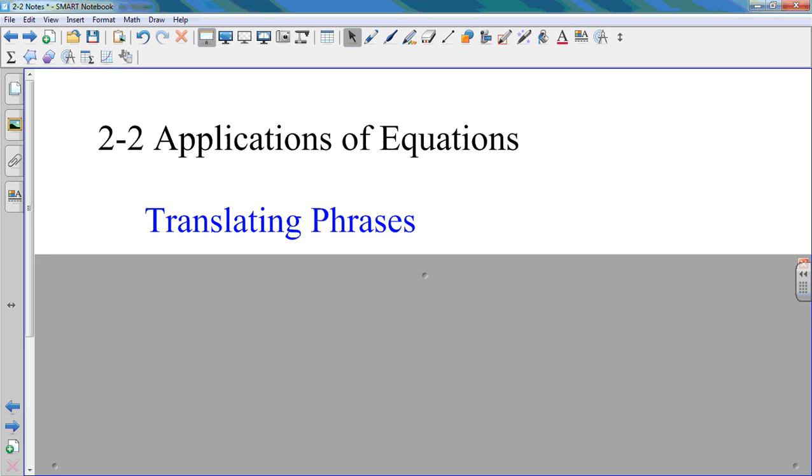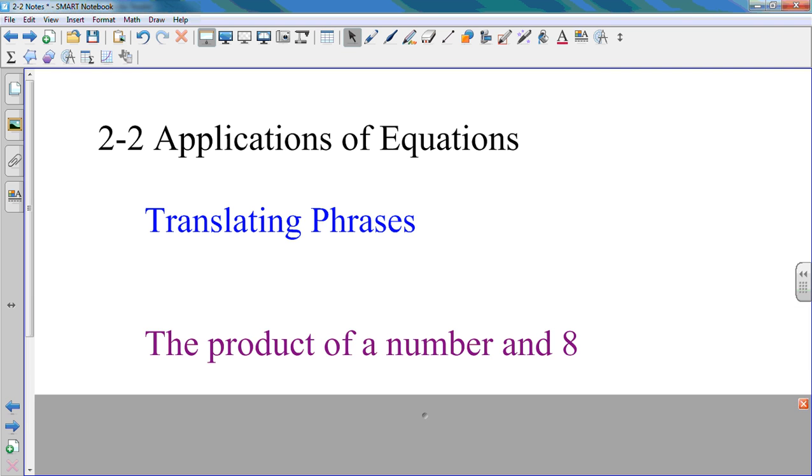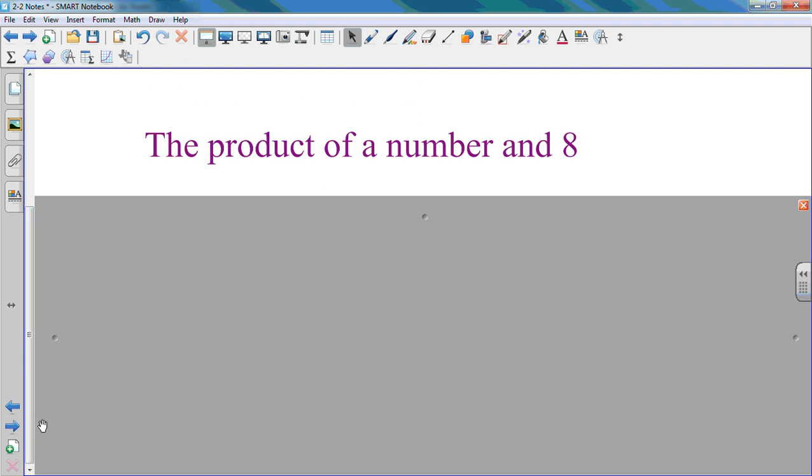Translating phrases. The product of a number and 8. Well, keyword product, right? What does product mean? Multiply. What is a number? What do I use for that? X. I have x times 8, or 8x.